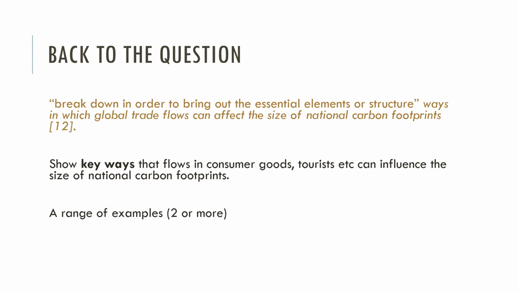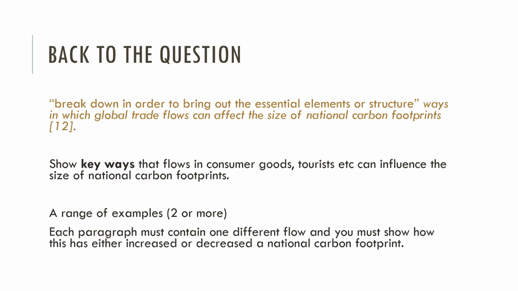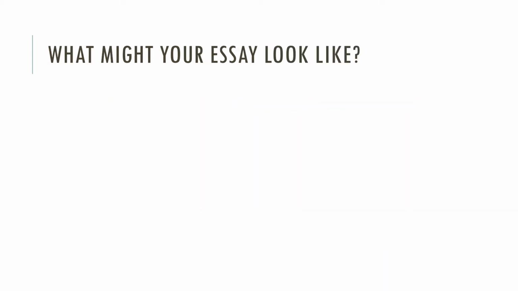In doing so, we need to have a range of examples. Two is the absolute minimum; it's best if you can have three. Each paragraph must contain a different flow, and it must show how this either increased or decreased a national carbon footprint. So what might your essay look like?